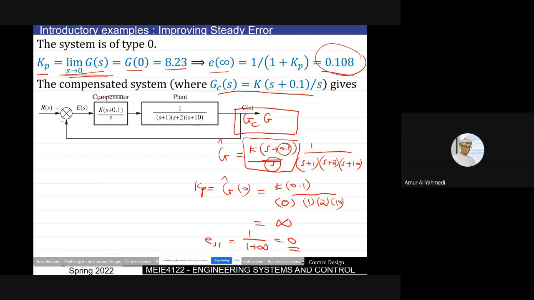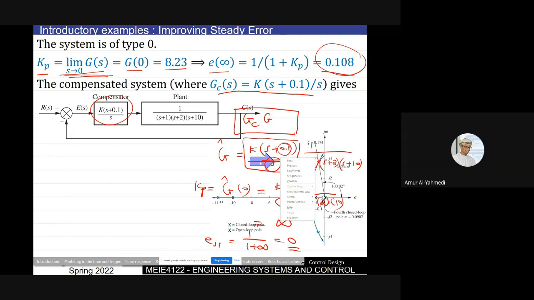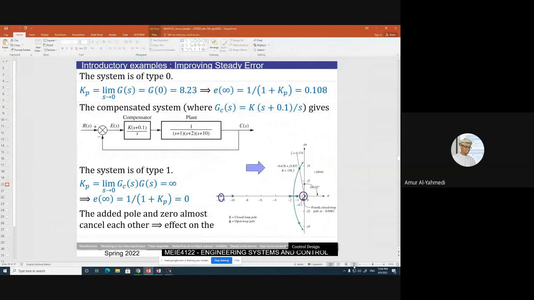So this is my controller now. If I do it that way, let me just erase this so you can see it. I'll just erase this one here and come back again.